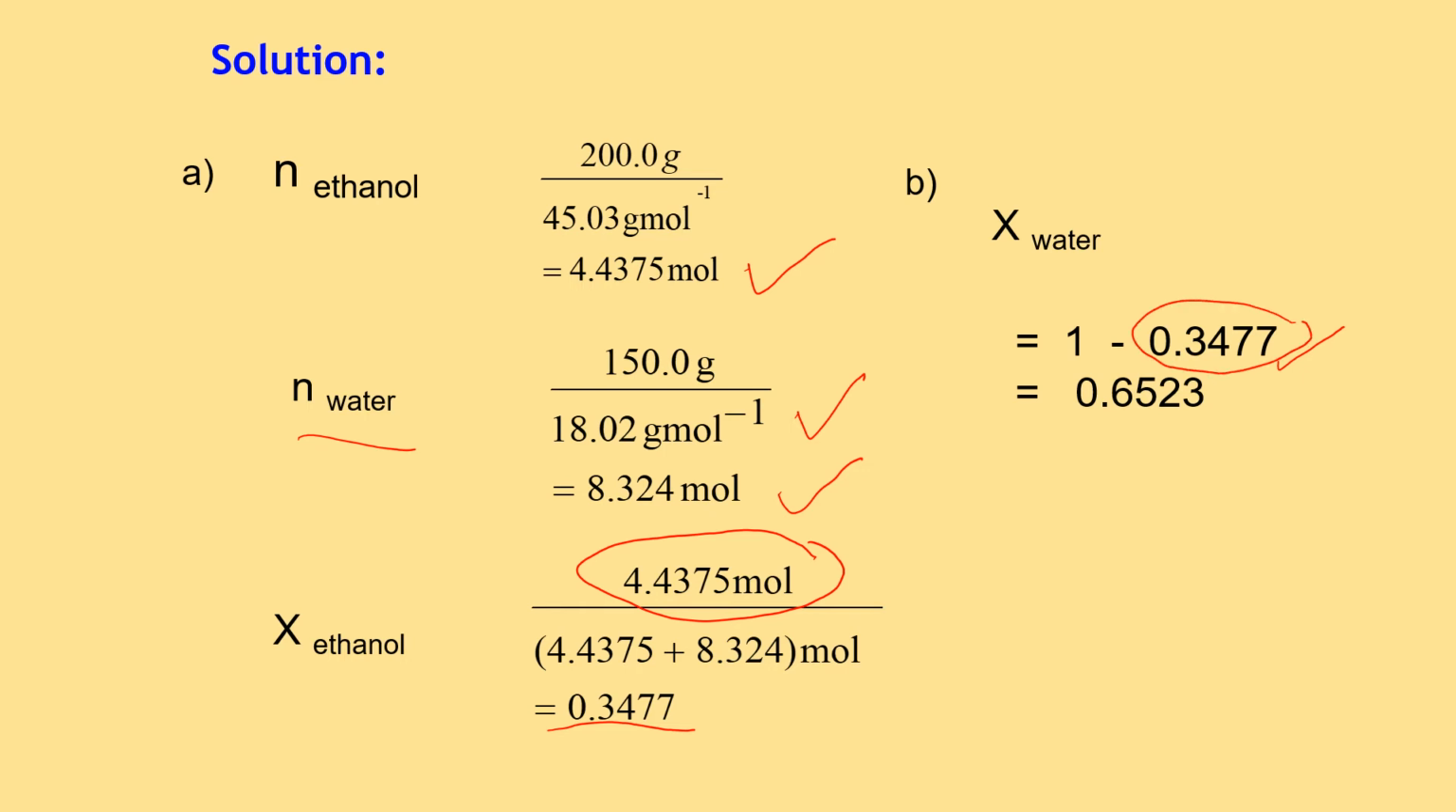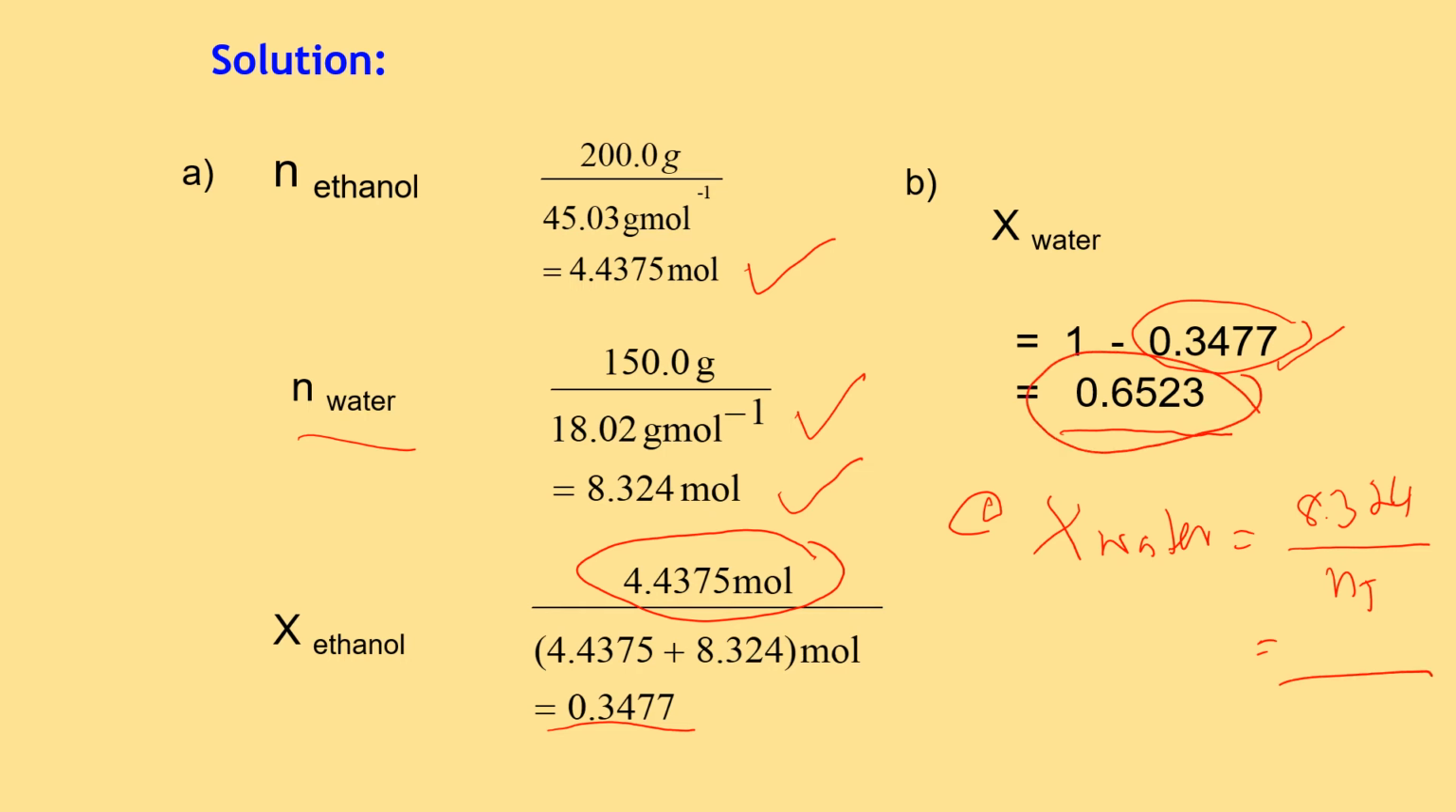So from this method, you can find the mole fraction of water, or you also can find the mole fraction of water by using the mole of water, which is 8.324 mole, divided by N total. So you can have the same final answer, which is 0.6523.